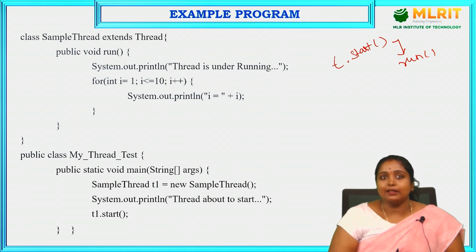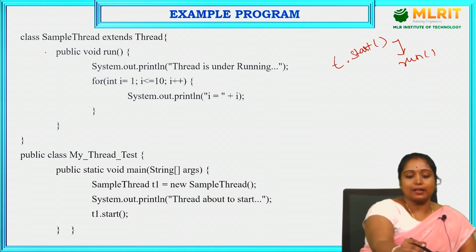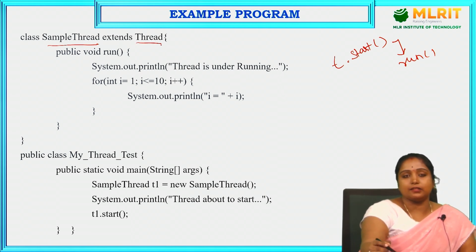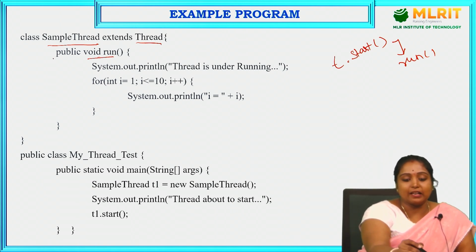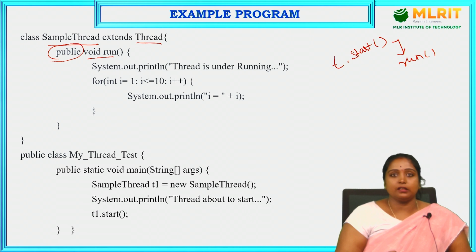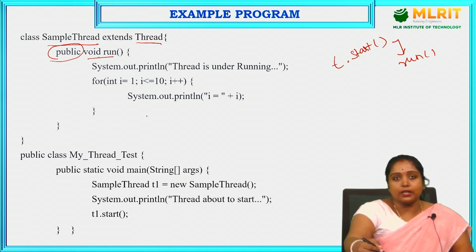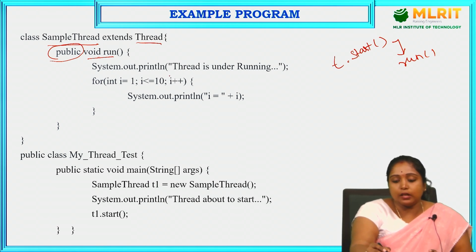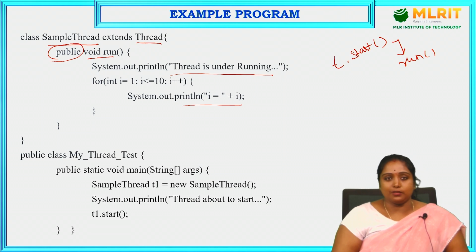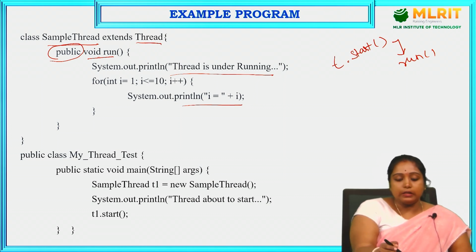I am calling it a sample thread. This is my sample thread that extends thread. I am overriding the run method, and this run method should be public. Whatever code I need to be executed in this particular thread, I am writing here. So, the thread is running, and I am just printing the values 1 to 10 here.